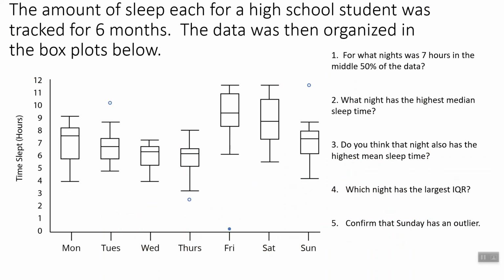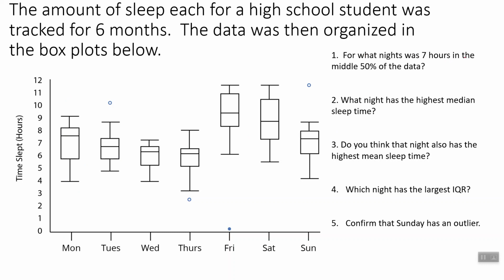All right, so some interpreting of box and whisker plots, or box plots. This is the amount of sleep each night for a high school student tracked for 6 months. The data was then organized in box plots below. So this is a box plot of the number of hours of sleep this person got on each of the Monday nights, each of the Tuesday nights, Wednesday nights, Thursday nights, and so on.